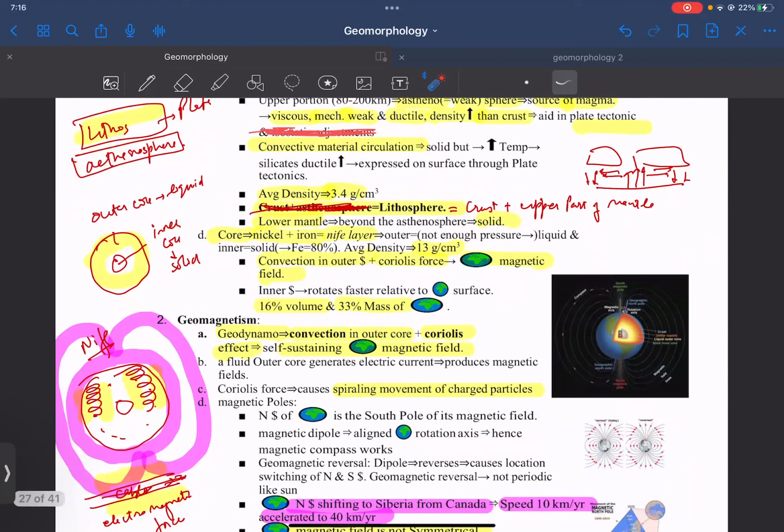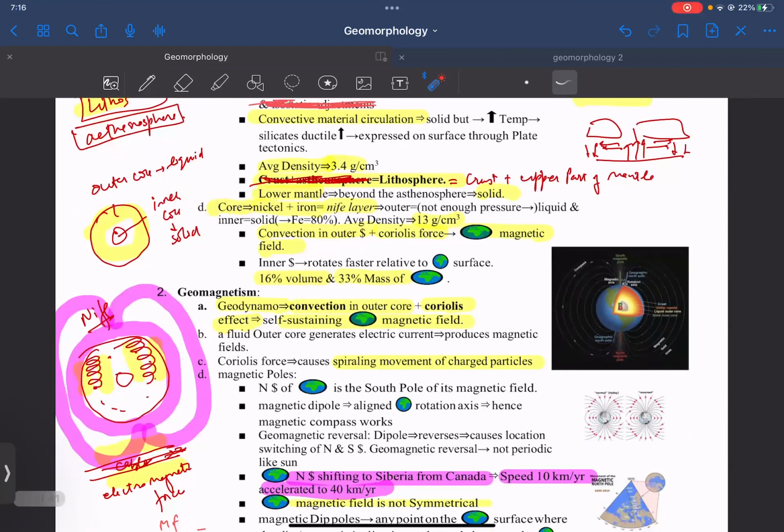All right. Then the core. In the core, we have the Nife layer. So the Nife layer basically consists of iron and nickel. Nickel is Ni, iron is Fe. So the Nife layer. Maximum density 13 gram per centimeter cube. The inner core is solid, but the outer core is liquid. So it has liquid iron and nickel.